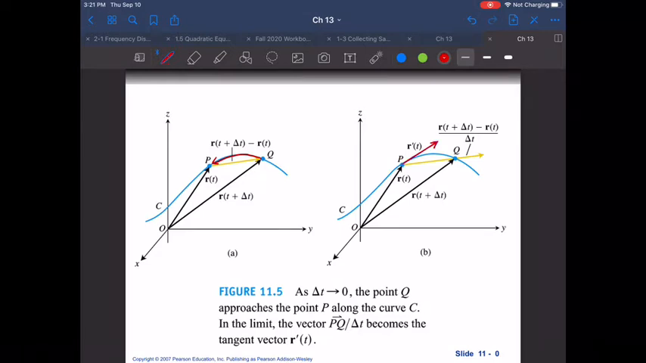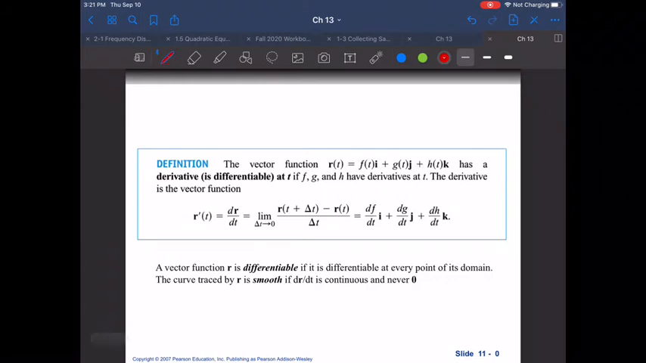So that should again sound very familiar to our previous things where we did derivatives and found lines that were tangent to our curves. So let's go for a definition here. The vector function r of t equals f of t i plus g of t j plus h of t k has a derivative, in other words, is differentiable at t if f, g, and h have derivatives at t. The derivative is the vector function. So what we're saying here is the derivative r prime of t, or dr dt, and again, remember, that's a vector function, is equal to this limit.